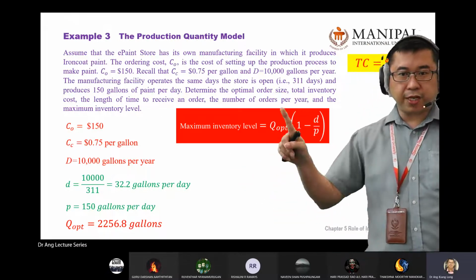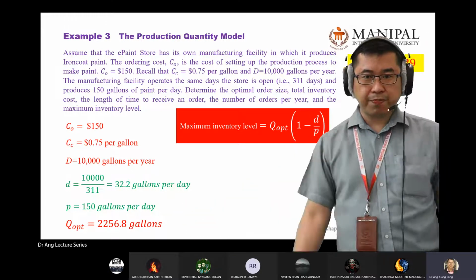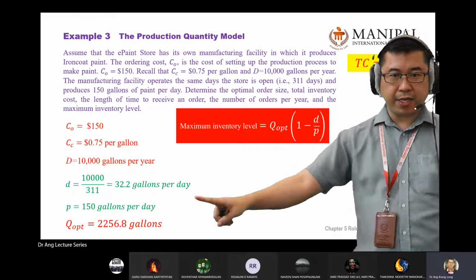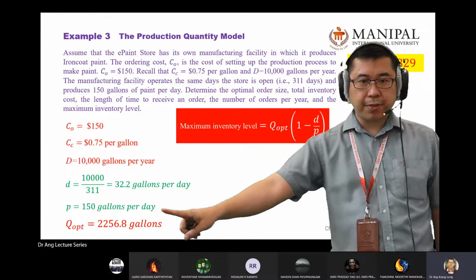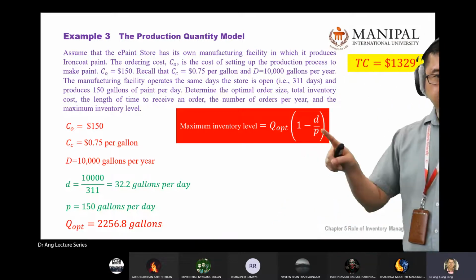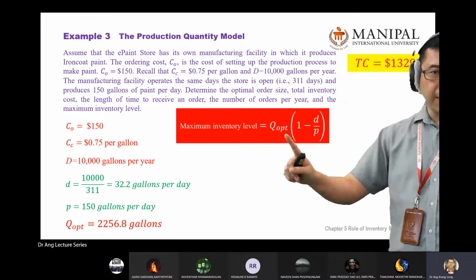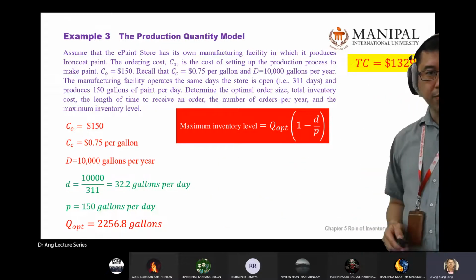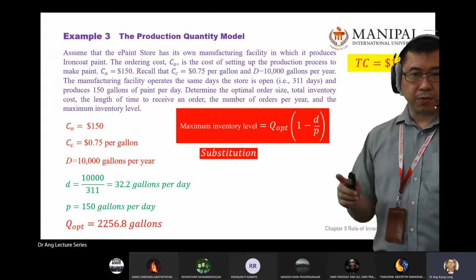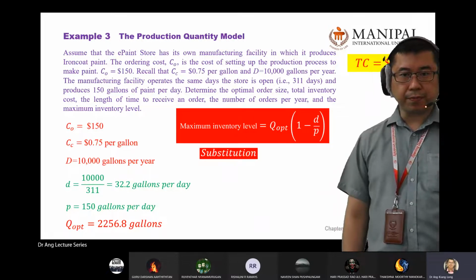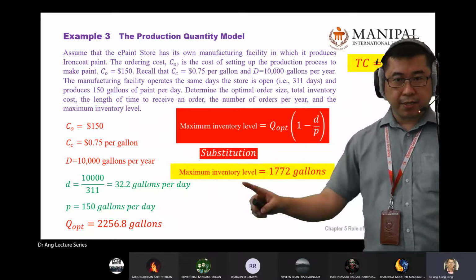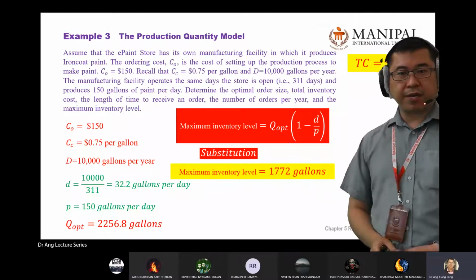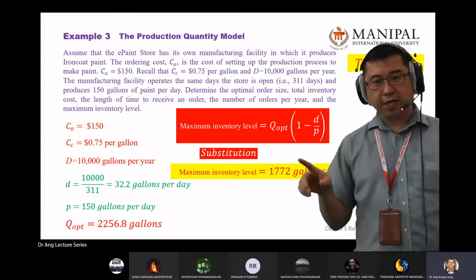So in the formula, the Q here, we are using the QOP. You need to substitute this value, QOP, times 1 minus D divided by P. D is this one, 32.2. P is 150 gallons. You get the ratio, 1 minus the ratio, multiplied by the QOP, and you get the maximum inventory level. So I give you the answer also. Do the substitution. You press the calculator. You get 1772 gallons.